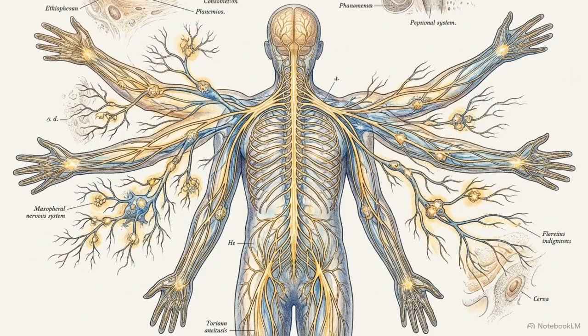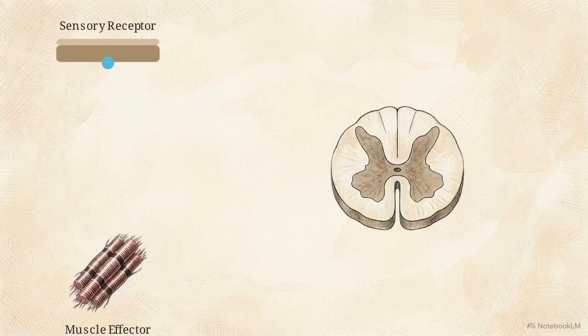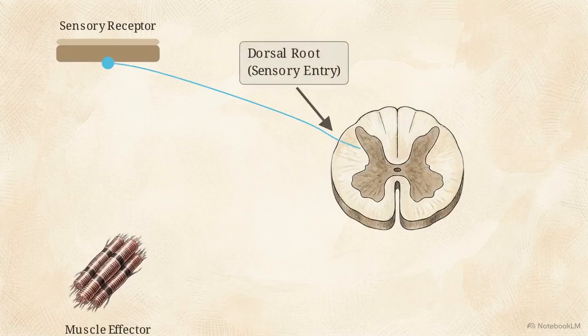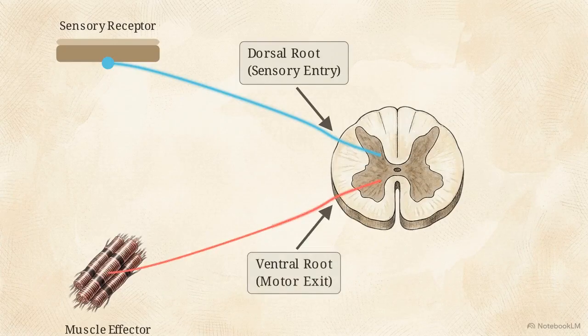Zooming out from the microscopic synapse, these cellular mechanics aggregate to form the macroscopic architecture of the peripheral nervous system. At the systems level, sensory data from the environment travels up afferent pathways, entering the spinal cord through the dorsal root. Meanwhile, motor commands are sent out of the central nervous system down efferent pathways, exiting through the ventral root to innervate the muscles.